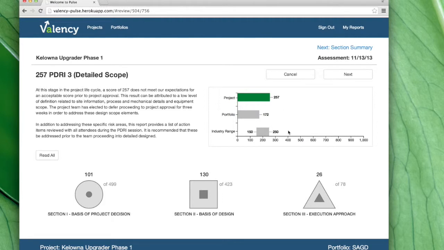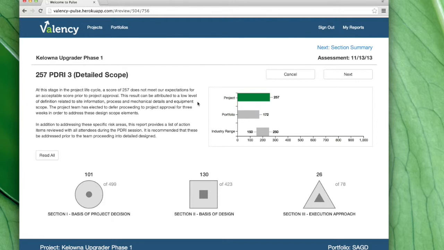In our project, we can see the PDRI results were a score of 257. Using our summary chart, we quickly see that this score is above the portfolio average, which is reason for concern. We also see that it's outside of the normal score recommended by CII for industrial projects at the same stage. Our narrative summary indicates that the project team has decided to hold off on their stage gate review.